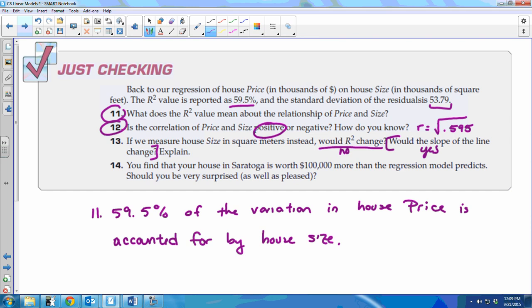Okay, 14. You find that your house in Saratoga is worth $100,000 more than the regression model predicts. That is a residual. That's what it's telling you. It's $100,000 different than what is predicted. So that's a residual. Should you be very surprised as well as pleased? So now I have the standard deviation of the residuals, right? I'm talking about a residual.